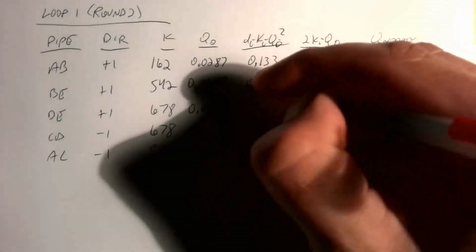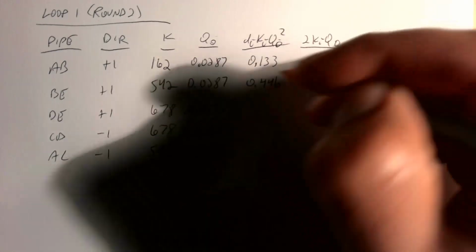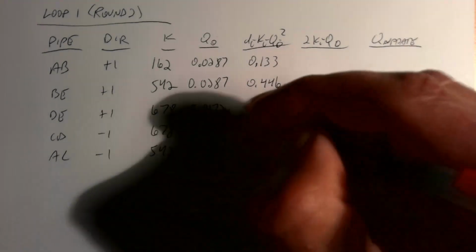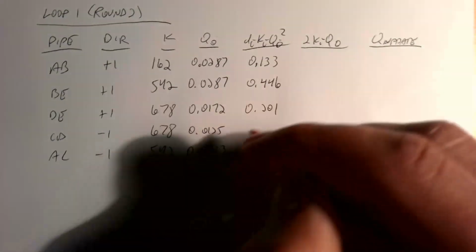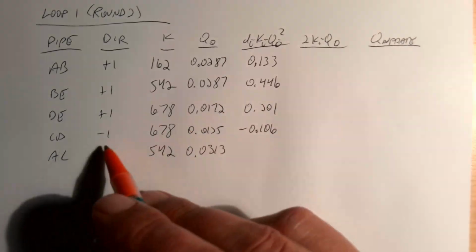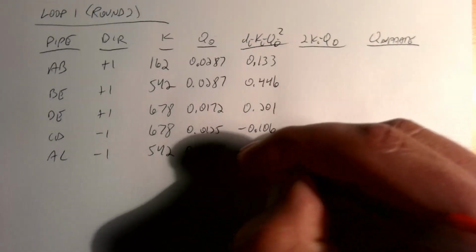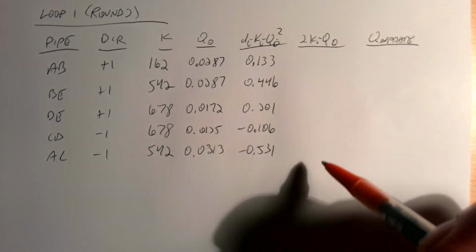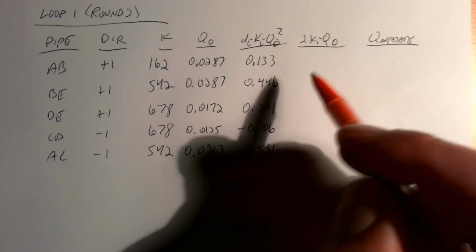0.133, 0.446, and then let's see, 0.201, negative 0.106, because this has got a negative in it, and then negative 0.531.